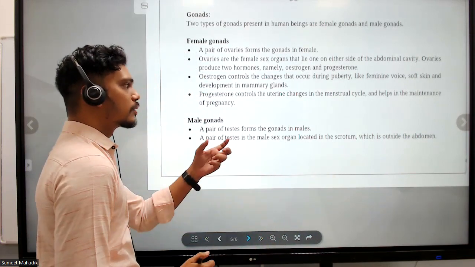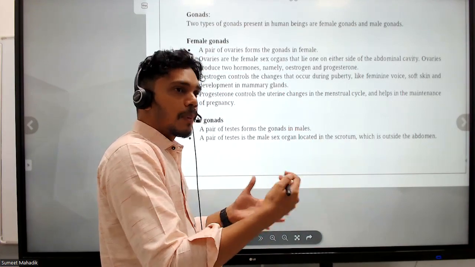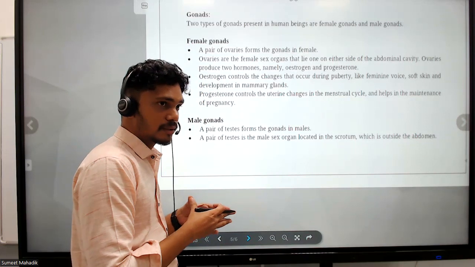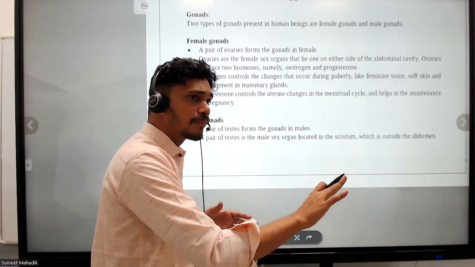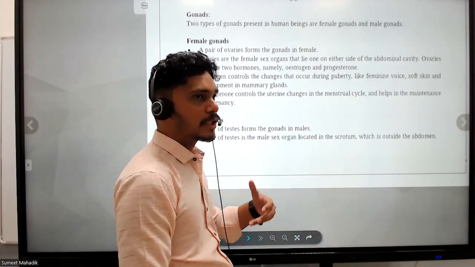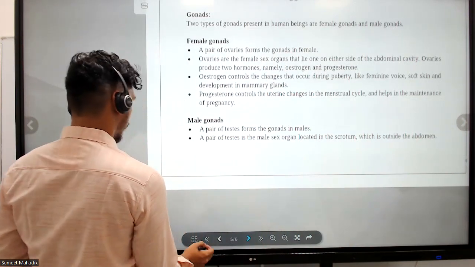Why the scrotum? Because of spermatogenesis. What is spermatogenesis? The sperm should be produced, right? But the body temperature is around 37, and sperm need about 2 degrees lower. They need a lower temperature. So they have to be outside the body in the scrotum, which is outside the abdominal cavity.